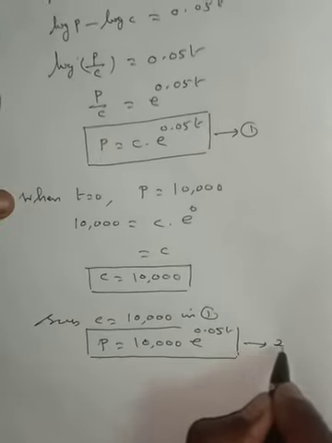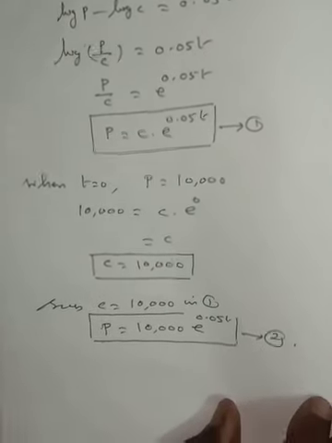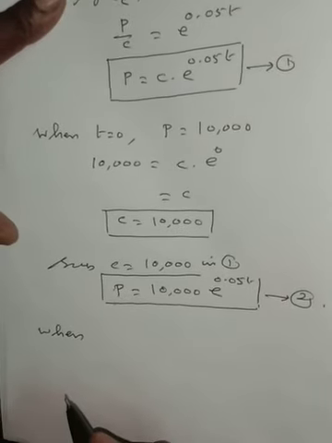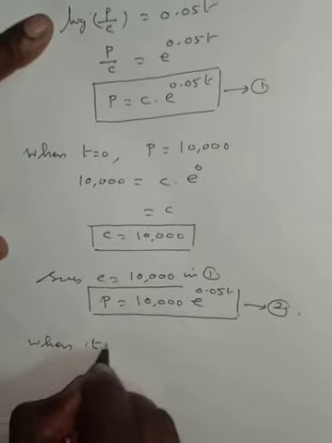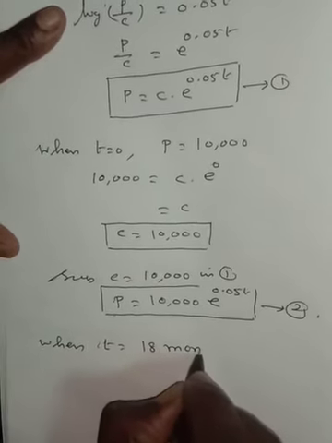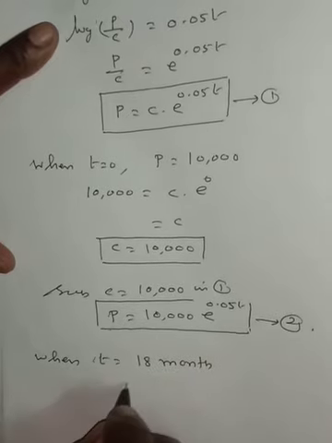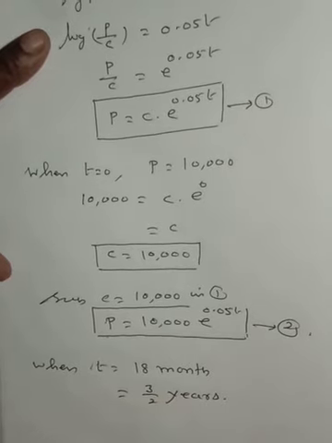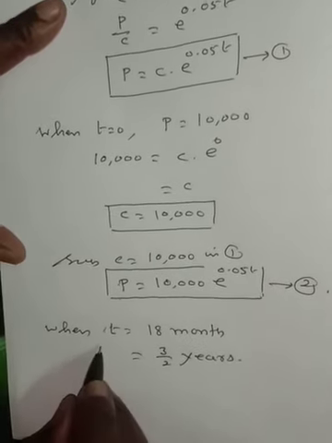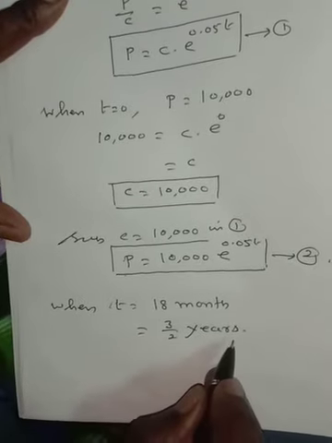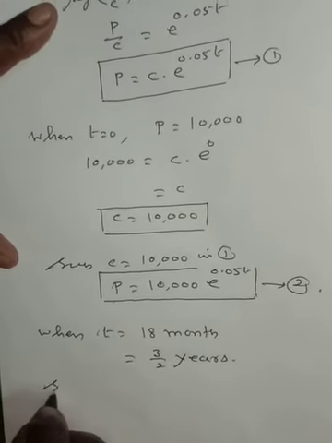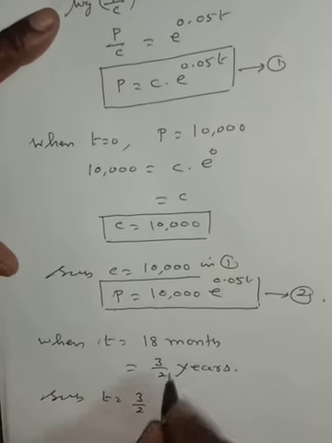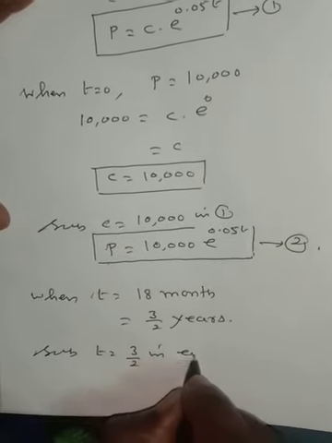Number this as 2. When t is equal to 18 months, 18 months means 1.5 years, 3/2 years. Substitute t is equal to 3/2 years in equation number 2. We have, substitute t is equal to 3/2 in equation number 2.